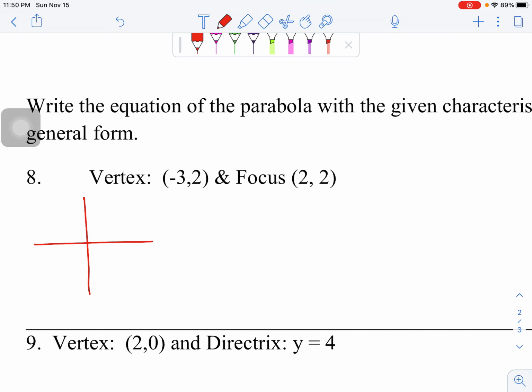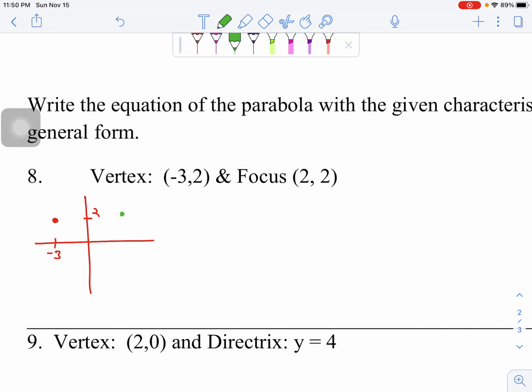All right, so my vertex is (-3, 2). So I'm going to go ahead and mark the x-axis at -3. There's a +2. Okay, and I have a focal point of (2, 2). So that would be over here somewhere, and that's a 2 right there. So this information tells me that I have a right opening parabola.